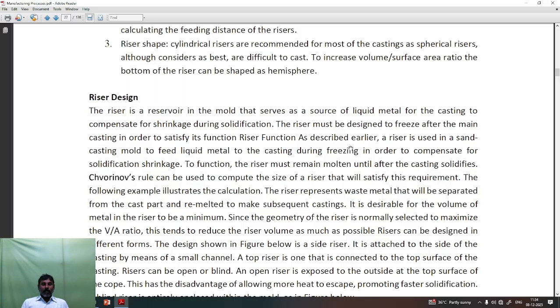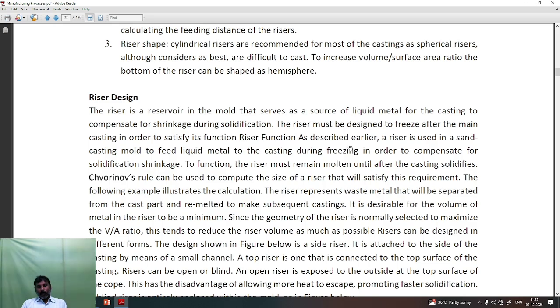The following example illustrates the calculation. The riser represents waste material that will be separated from the cast part and remelted to make subsequent castings. It is desirable for the volume of metal in the riser to be a minimum. Since the geometry of the riser is normally selected to maximize the volume to surface area ratio, this is done to reduce the riser volume as much as possible. Risers can be designed in different forms.